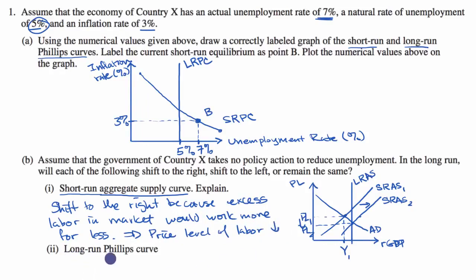Now, what about the long-run Phillips curve? Would that shift? Well, that's what we drew up here. It's important to realize that the long-run Phillips curve, just like the long-run aggregate supply curve, doesn't shift unless you somehow fundamentally change the economy. The population changes, the technology changes, you've conquered land, whatever it might be. But if they're not selling you any of those things, then these long-run curves do not shift. So this remains the same.